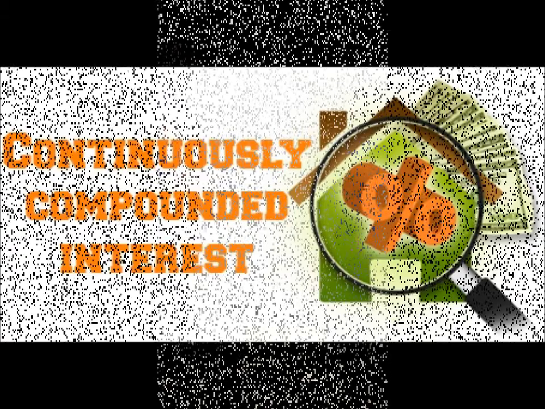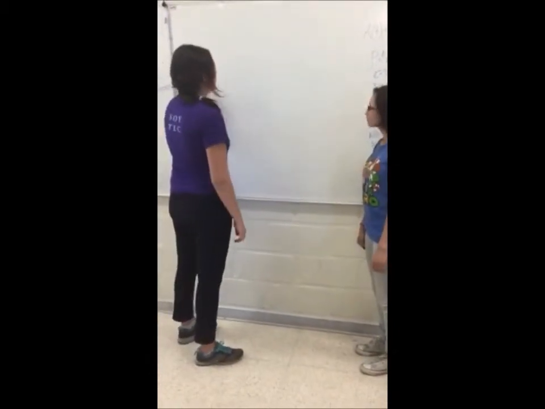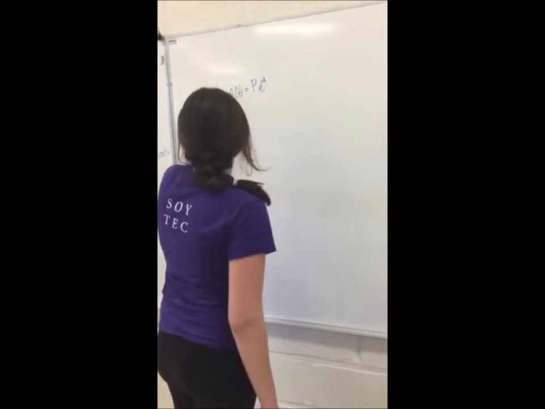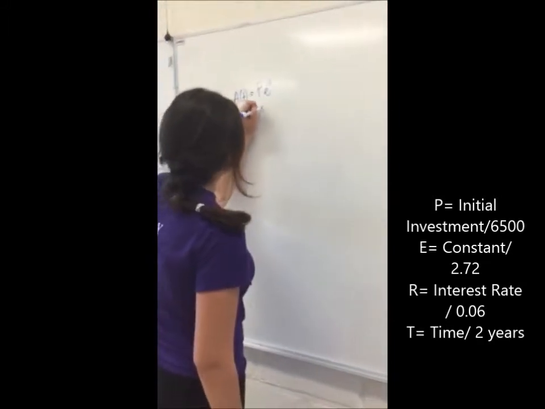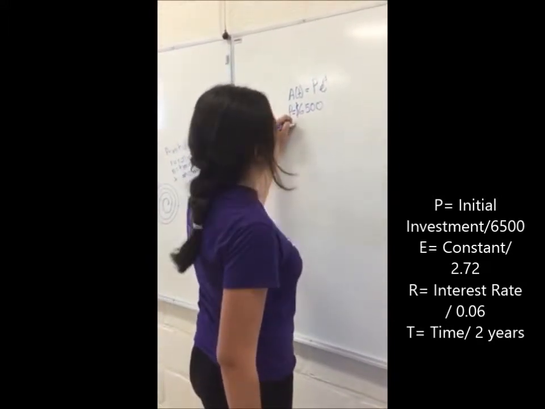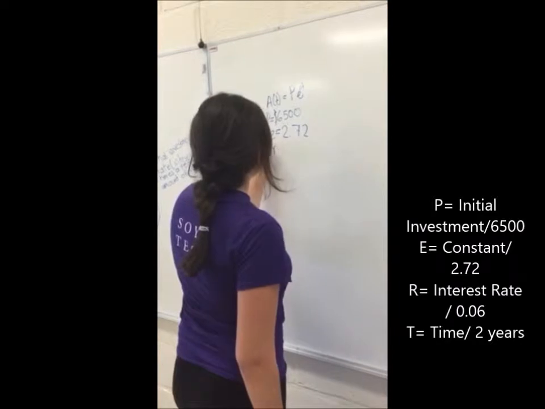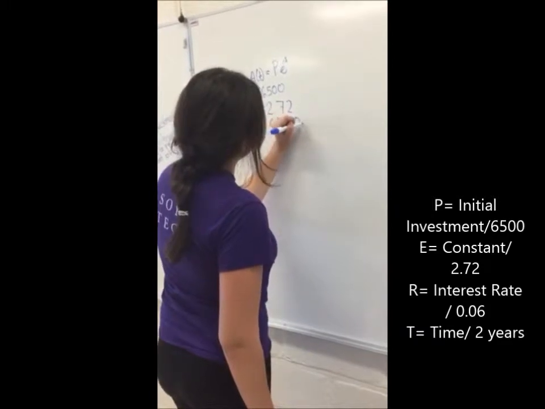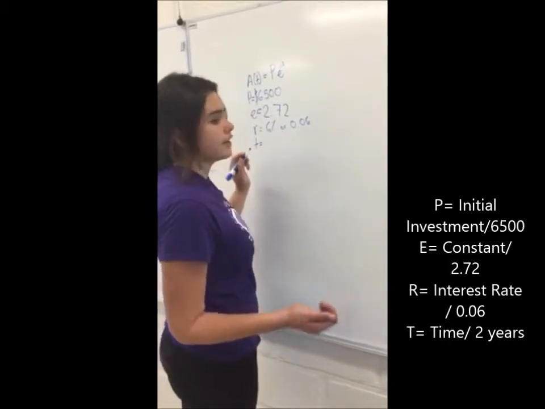Continuously compounded interest. Hi, I'm the implementation of the bank and I'm going to explain to you the continuously compounded interest. So the formula is A(t) equals P times e to the rt. P is equal to the initial investment, that is equal to 6,500. e is a constant and is equal to 2.72. r is the interest and it's 6%, or 0.06. And t is the time in years, that in your case is 2.